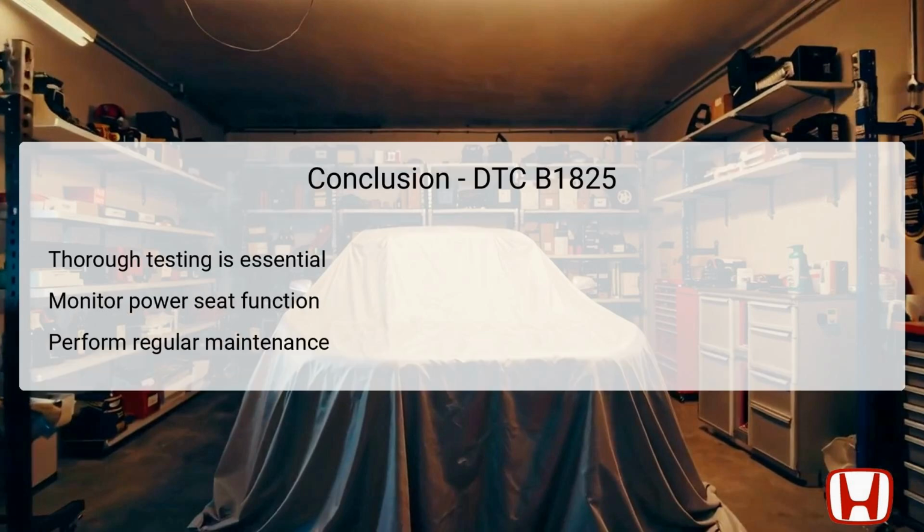In summary, addressing DTC B1825 requires a methodical approach to troubleshooting and repair. Through thorough examination techniques, including checking for multiple related DTCs and performing continuity tests, knowledgeable technicians can pinpoint faults effectively. Understanding the interactions between components, such as the power seat adjustment switch, slide motor, and position sensor, is essential to troubleshoot correctly.